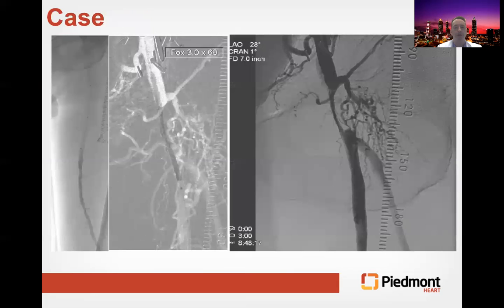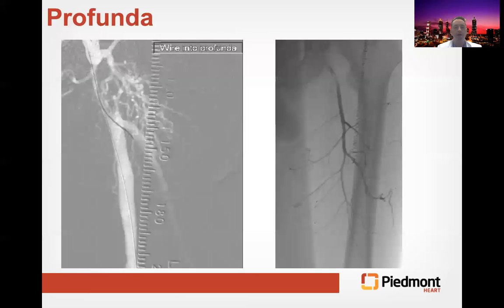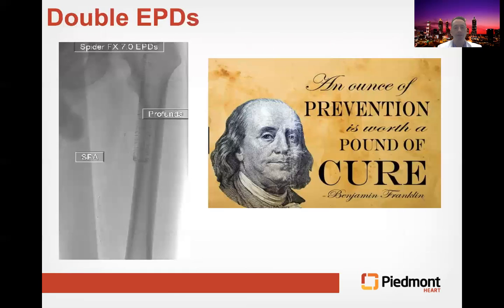We then, as you can see here, dilated using a 3 millimeter balloon, showing that we're again true lumen here into the SFA, then entered into the profunda using a different wire, confirmed that with injection of contrast. Then we put double embolic protection device here.